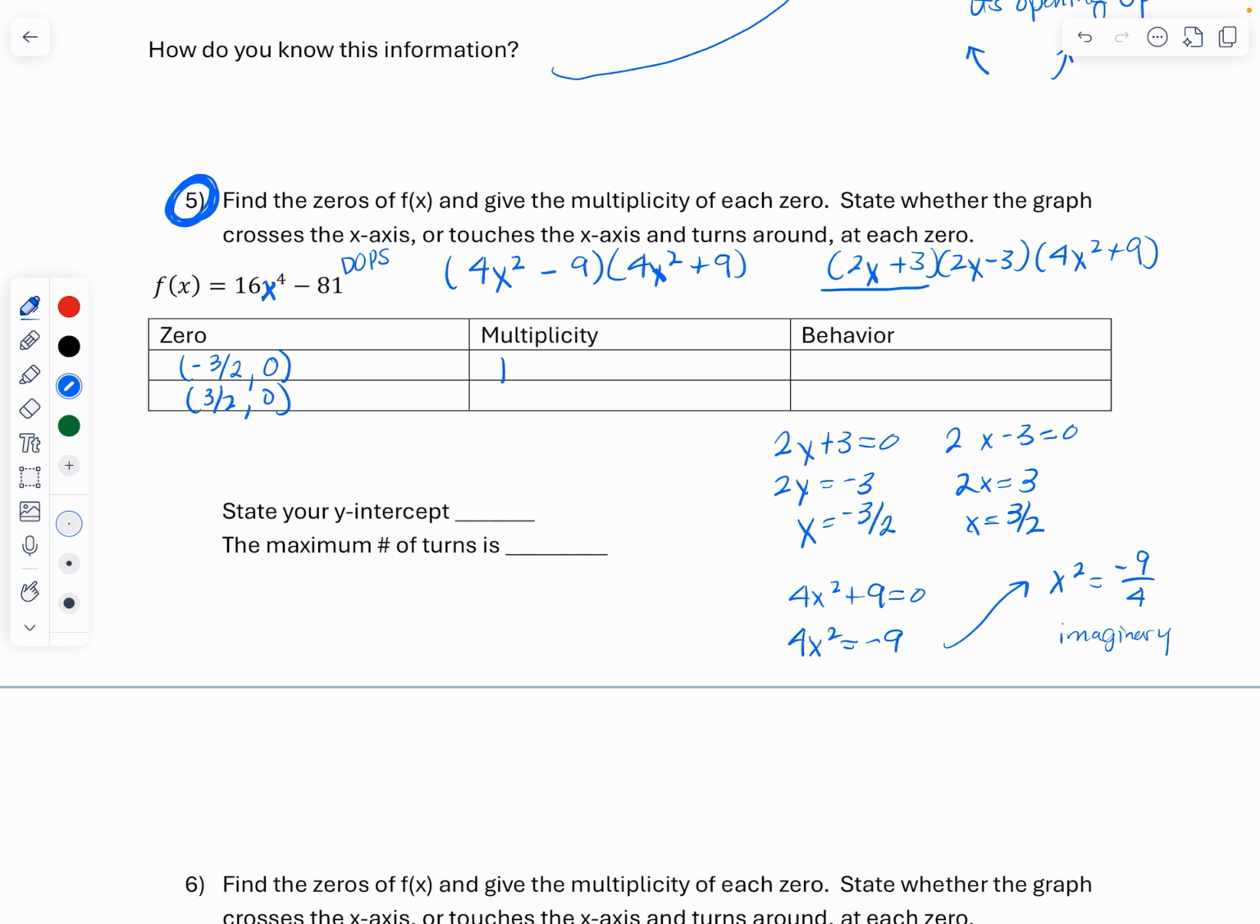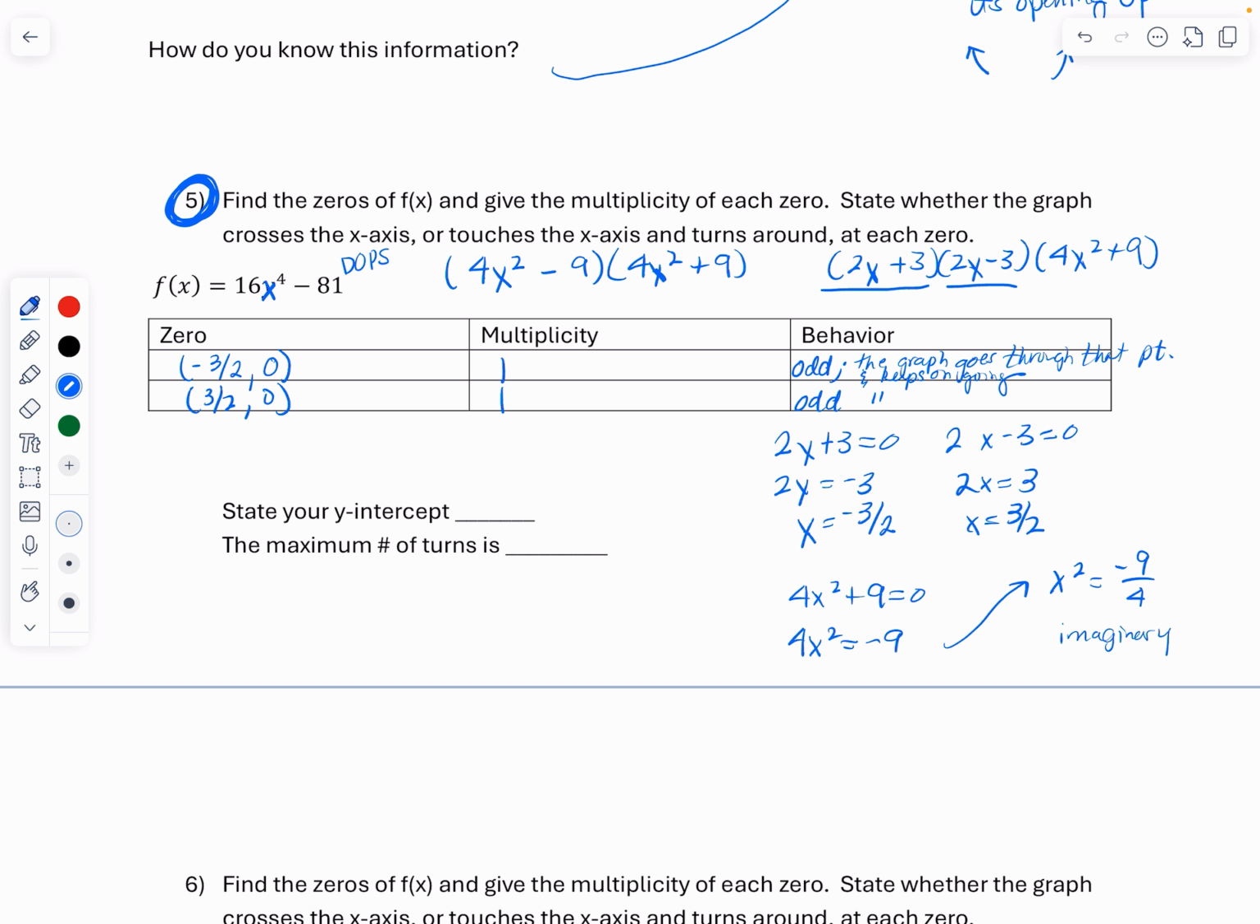And since that multiplicity is 1, it's considered to be odd. The behavior is the graph goes through that point and keeps on going. The multiplicity for the next one, 2x minus 3, is also 1, which is also odd, and the same thing is going to happen there.